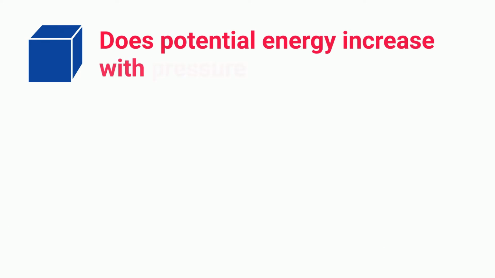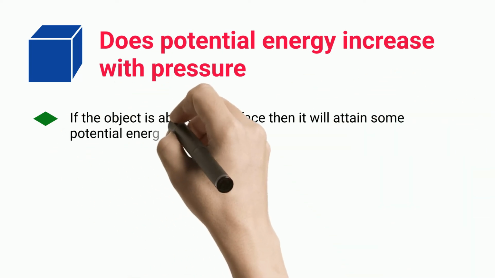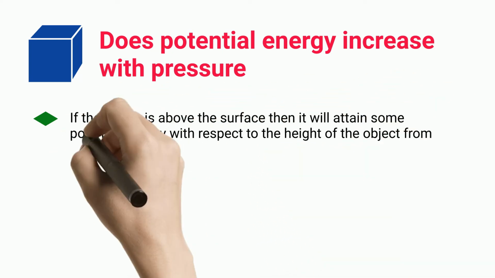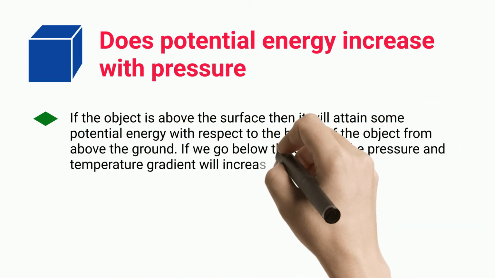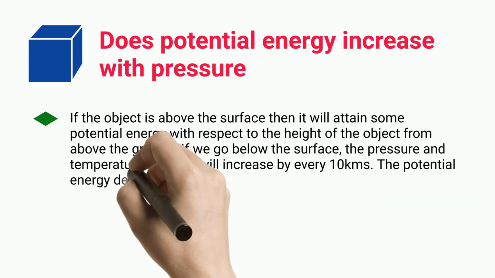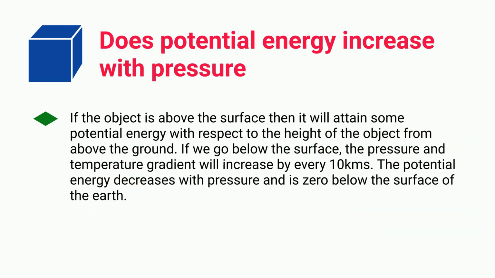Does potential energy increase with pressure? If the object is above the surface, then it will attain some potential energy with respect to the height of the object above the ground. If we go below the surface, the pressure and temperature gradient will increase with every 10 kilometers. The potential energy decreases with pressure and is zero below the surface of the Earth.